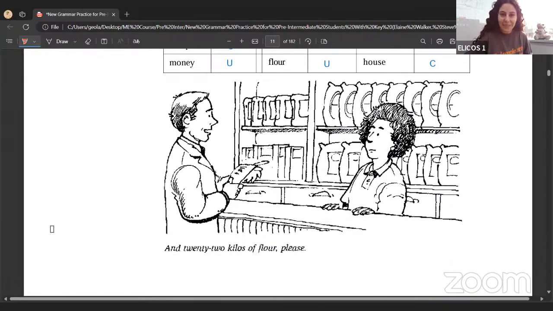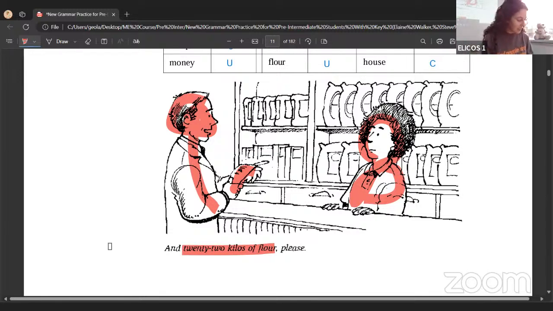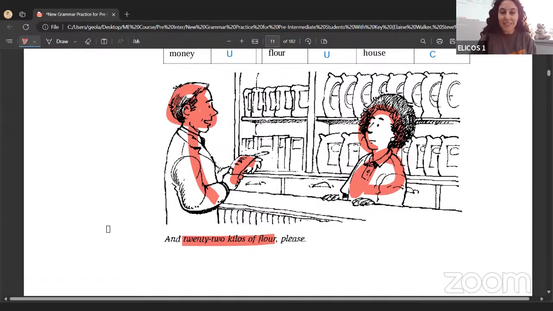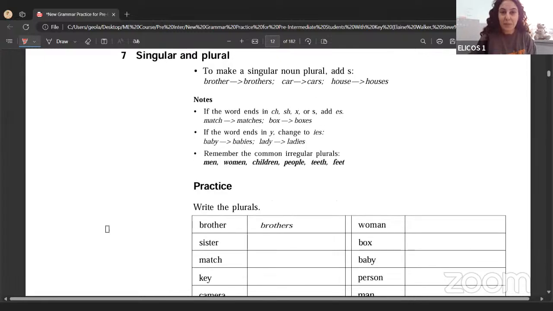Okay, so we can see in this image here, looks like there's a man here, and it looks like maybe he is ordering something. We can see a woman here, she is serving him. And he says, and 22 kilos of flour, please. So an uncountable noun, 22 kilos of flour. We can see the measurement. The measurement is kilos.